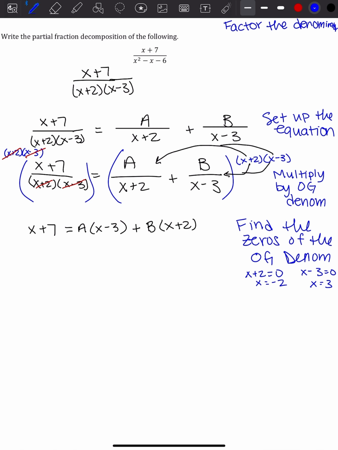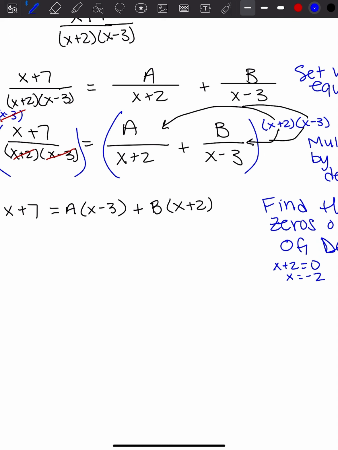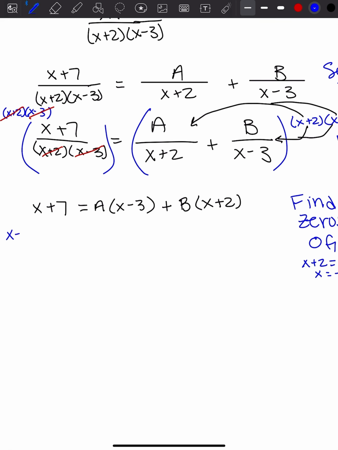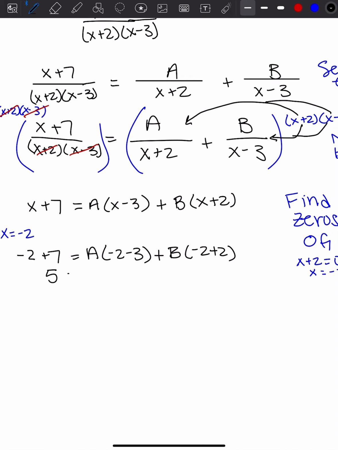So we're going to plug in x equals negative 2 first. We plug in negative 2 for every x we see. So negative 2 plus 7 equals a times negative 2 minus 3 plus b times negative 2 plus 2. Negative 2 plus 7 gives us 5. Negative 2 minus 3 is negative 5. And b times negative 2 plus 2 is 0. So we have 5 is equal to negative 5a.